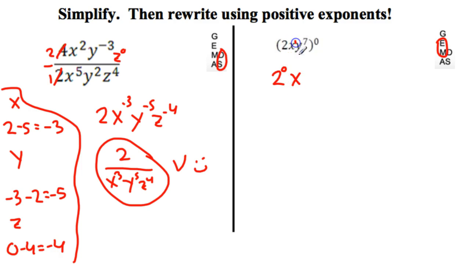X is really x to the 1st. So 1 times 0 is 0. And then y to the 7th. 7 times 0 is 0. What is that? Well, all right. 2 to the 0 power is 1. X to the 0 power is 1. Y to the 0 power is 1. 1 times 1 times 1 is just 1. That was easy, right? You could look at it too. Anything to the 0 power is going to be 1. So you don't even have to look at the stuff inside. Just know if you have a 0 on the outside of an exponent, and that's the power, it's going to be 1.